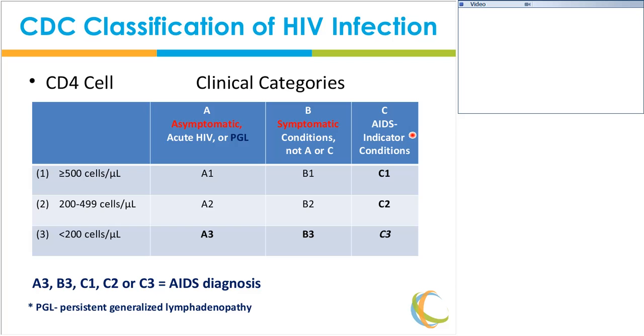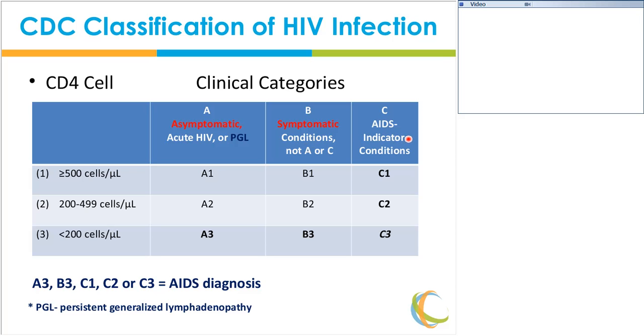The A category is for asymptomatic conditions, which can include acute HIV, even though that's not particularly asymptomatic, as well as progressive generalized lymphadenopathy. People are classified in the B category if they have certain symptomatic conditions, and we'll review a list of those in a few minutes. And those in Category C have the diagnosis of an AIDS indicator condition, which you may also see listed or hear about as an AIDS-defining illness.